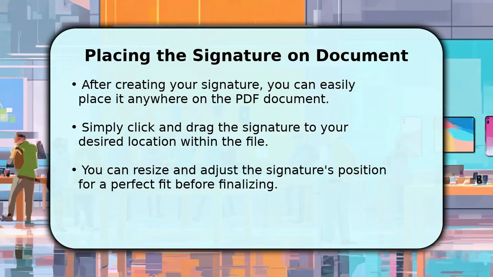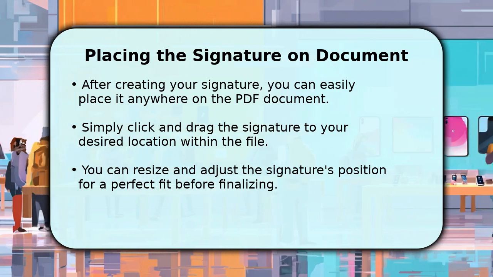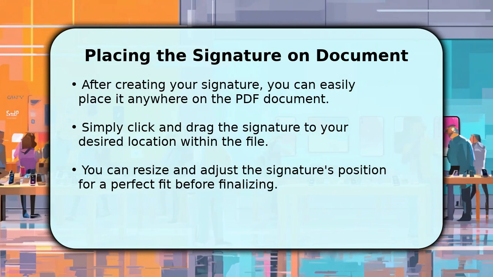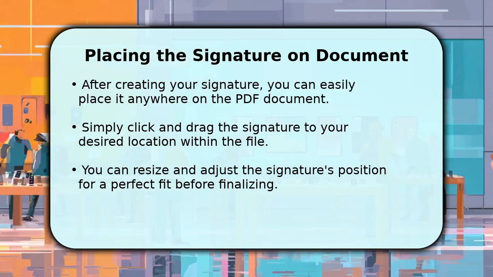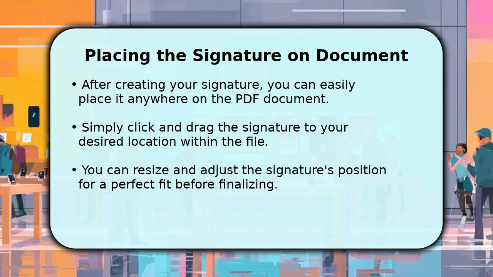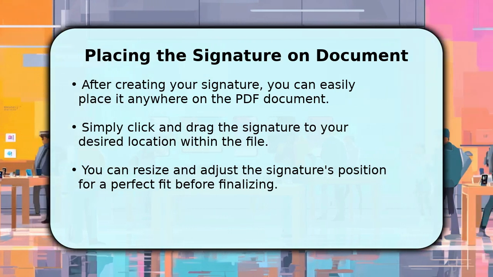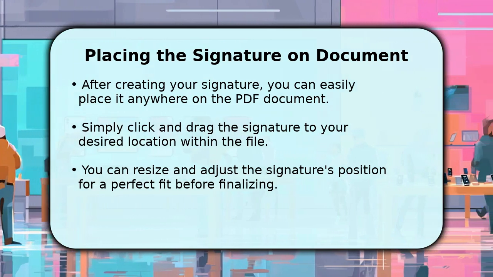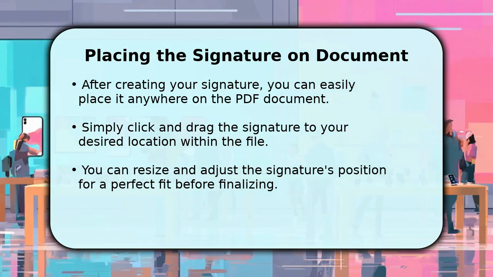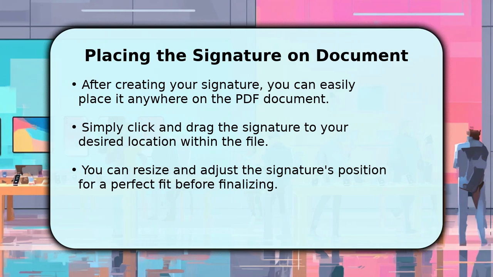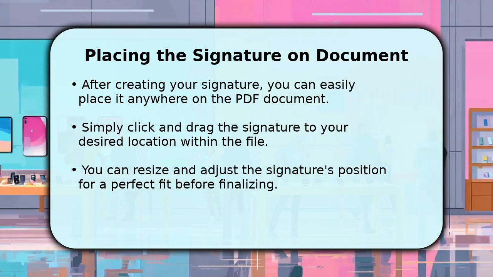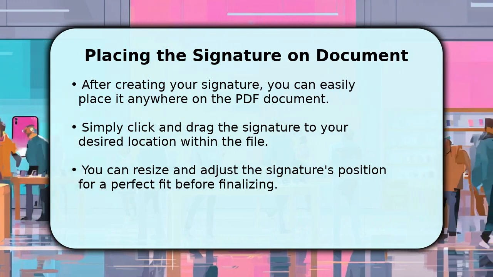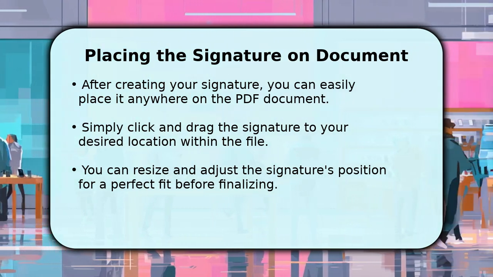With your signature created and ready, the next step is to apply it directly to your document. This process is very intuitive. Simply click on the signature tool and then click on the area of the PDF where you want your signature to appear. Most programs allow you to easily resize and reposition the signature, ensuring it fits perfectly within the designated signature line or space. Once you are satisfied with its placement, save the document to finalize the changes and secure your signed file.